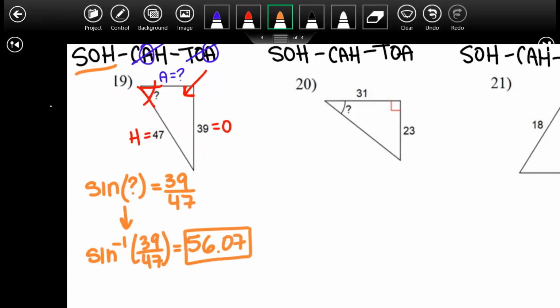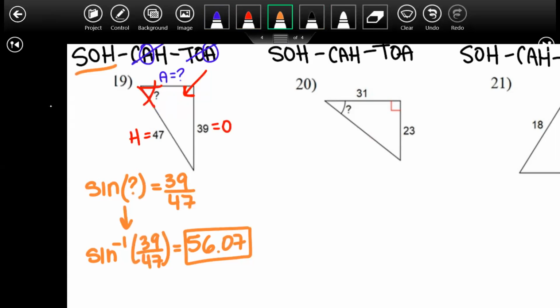Miss, could you show me what it will look like on the calculator? Oh yeah, it's just sine right there. I'm going to hit Shift, sine, and then create the fraction button, and then type in 39.